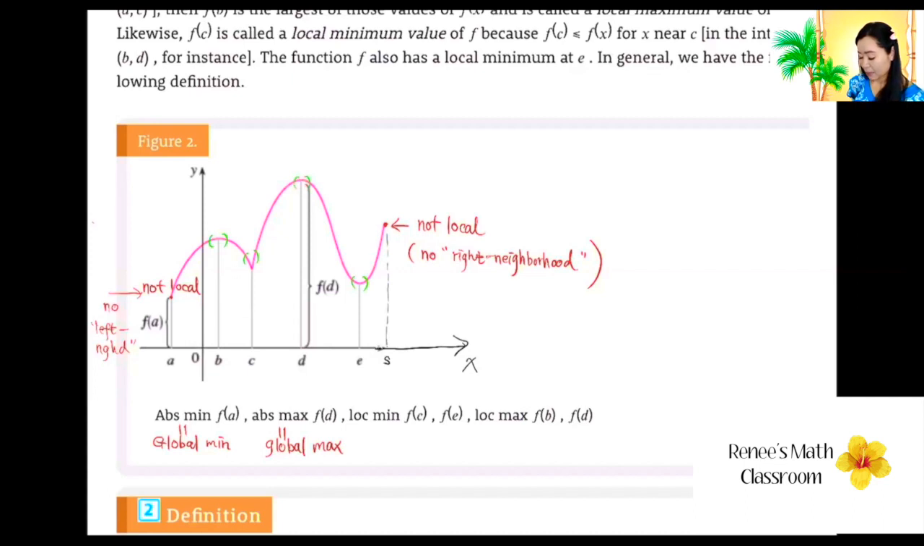Now, what about this one here? f of a here is not a local minimum because it doesn't have a left neighborhood. It only has the right neighborhood right here. On the left side, it's not in the domain. So this one here is not local. Similarly, this s over here is not local. This one has no right neighborhood. To be considered local, it has to have both the left and the right neighborhood.